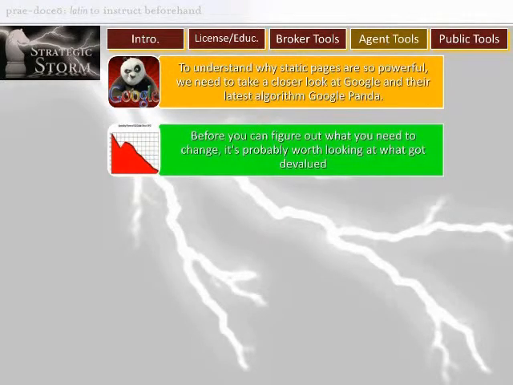Google's new Panda has sent shockwaves through the internet. Before you can figure out what you need to change, it's probably worth taking a look at what got devalued. There seems to be an emerging consensus. If a site's pages are thin and no content, or poor content, that has been copied from someplace else, chances are they lost some Google love. So what is Google looking to reward?